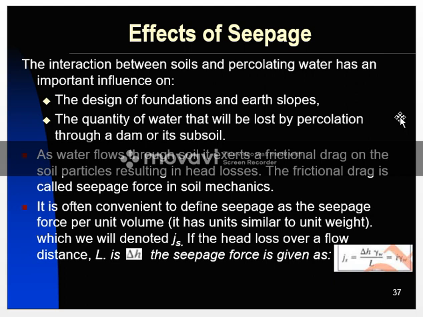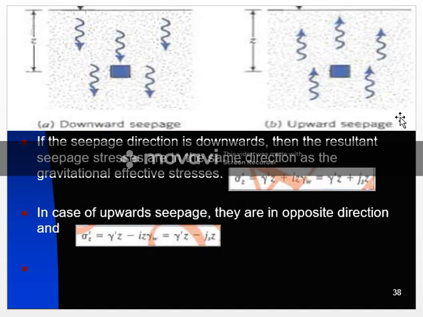Then the effects of seepage. The interaction between the soil and percolating water has an important influence on the design of foundations and earth slopes. Then there is the quantity of water that will be lost by percolation through a dam or its subsoil.